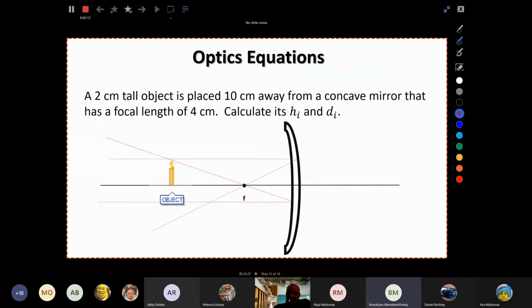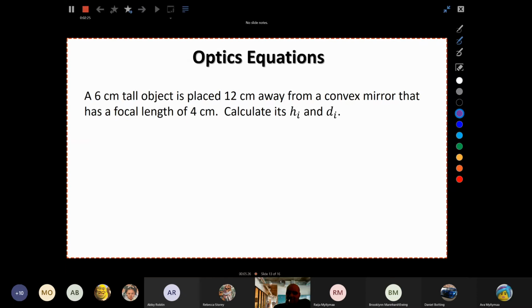Okay, so this was a slide I guess I accidentally showed too soon. There was our image, and then we measured our height, and it's pointing down, and it's negative 1.33. And then there's the distance of our object, and that was the positive value.